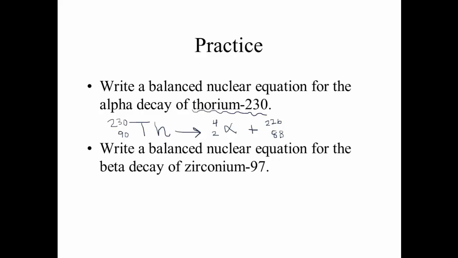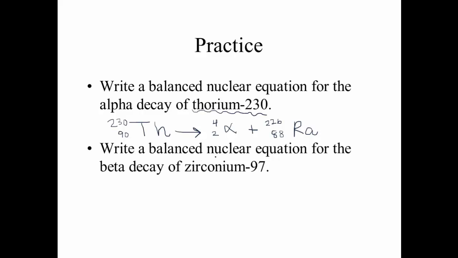What is our daughter element? Well, it's whatever element 88 is. If you look at the periodic table, we see that that's element Ra, radium. So this is an example of transmutation. We've changed from thorium to radium through alpha decay.